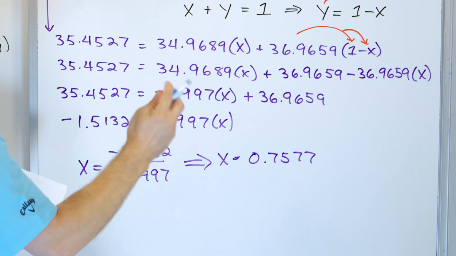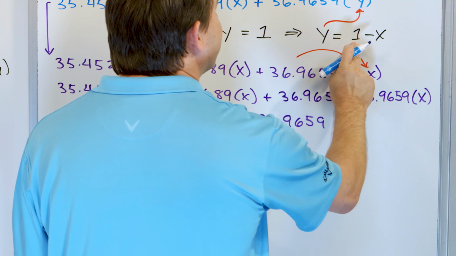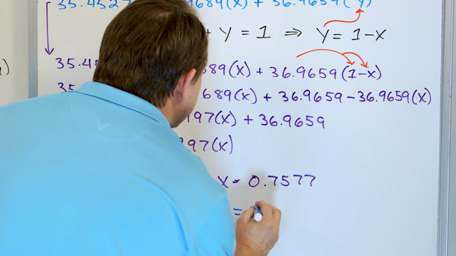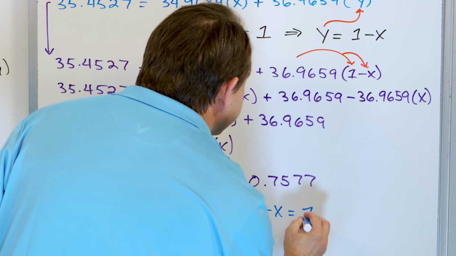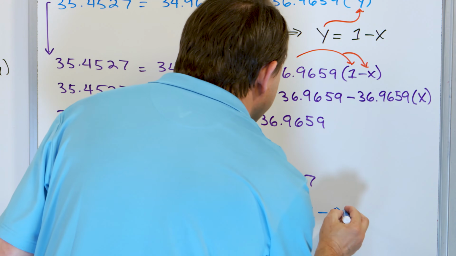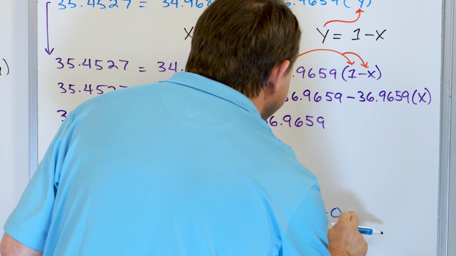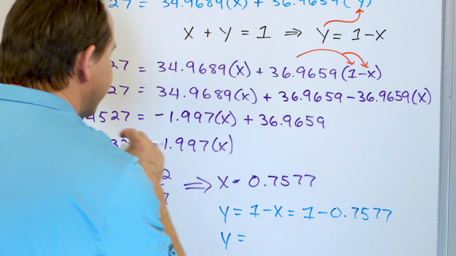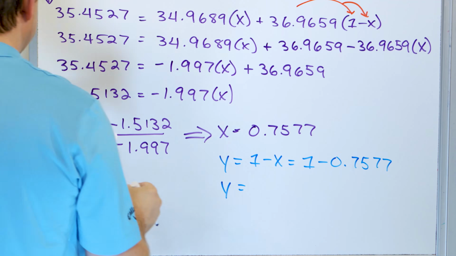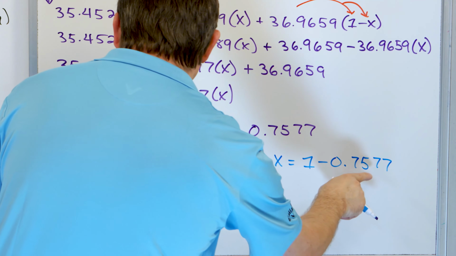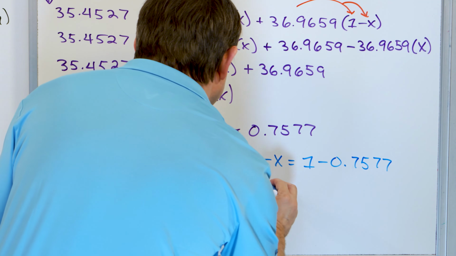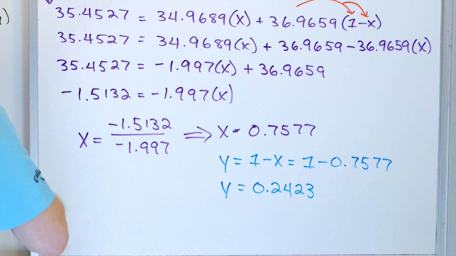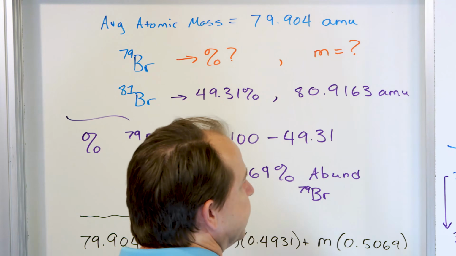How do we find y? Well, we go up here and we know that y is equal to 1 minus x because they have to add up to 100%. So since y has got to be equal to 1 minus x, that's equal to 1 minus 0.7577. And so the percent abundance y, when you subtract those numbers, is 1 minus 0.7577, you get 0.2423. All right? Now, what do we do with this stuff?